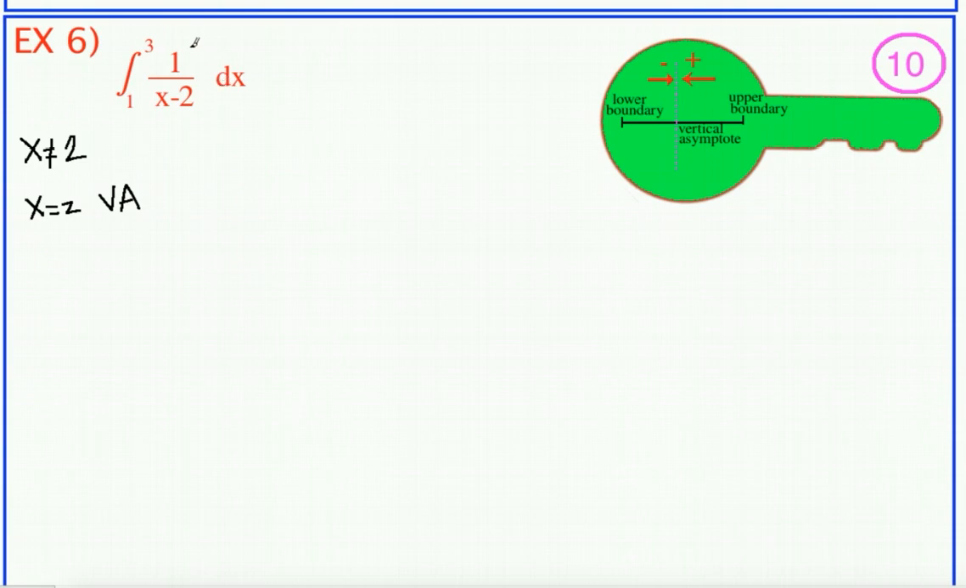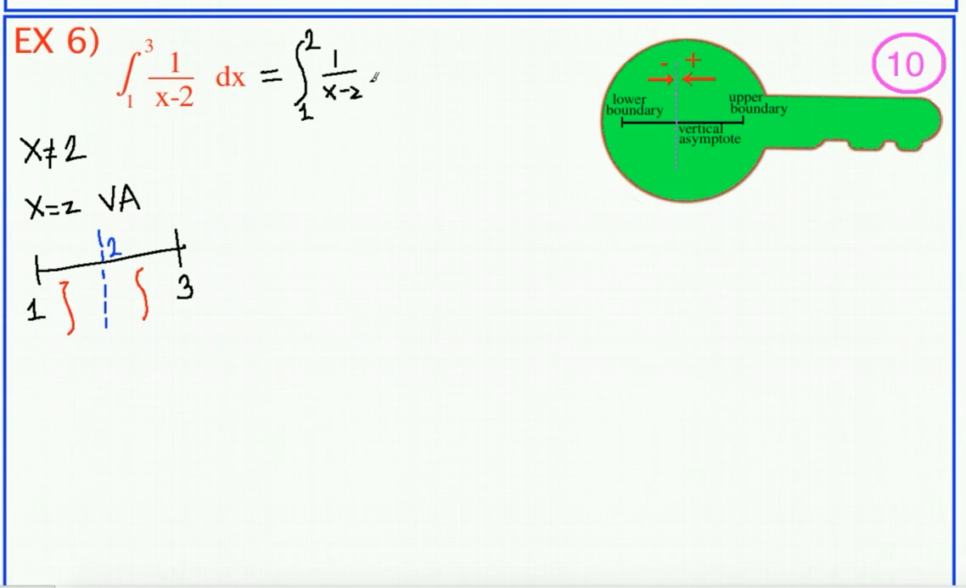Before we start the steps, we're going to split this integral into two integrals. Our first integral will be from 1 to 2. Why from 1 to 2? Because we have a vertical asymptote at 2. Our lower boundary is 1. Our upper boundary is 3. So from 1 to 2 will be our first integral, and from 2 to 3 will be our second integral. So from 1 to 2, 1 over x minus 2 dx is our first integral, plus from 2 to 3, 1 over x minus 2 dx is our second integral.